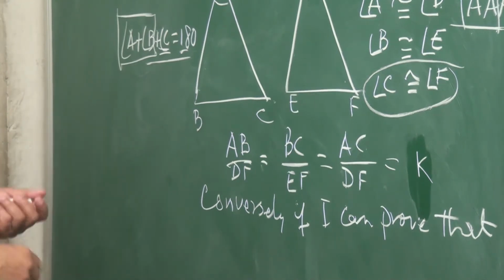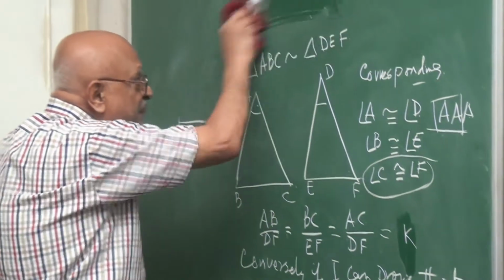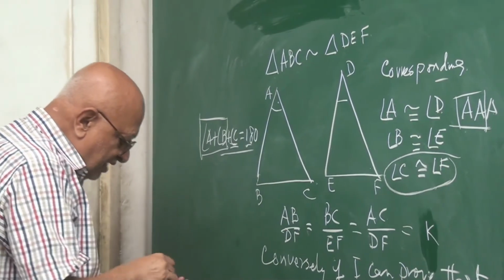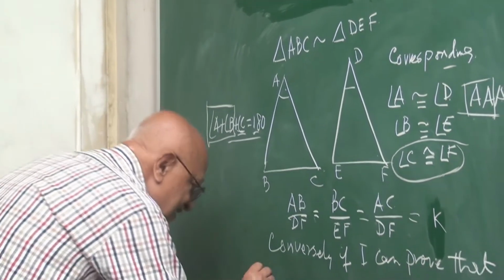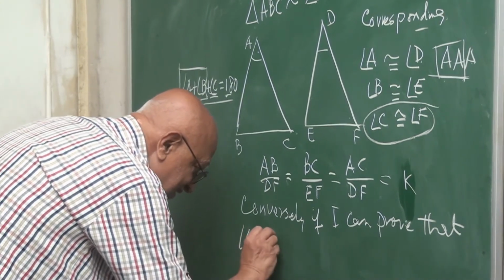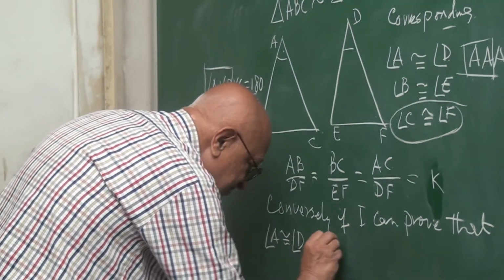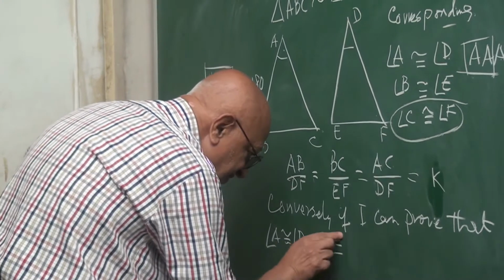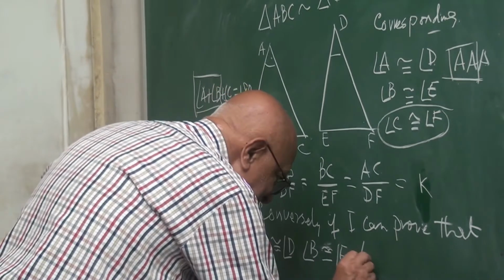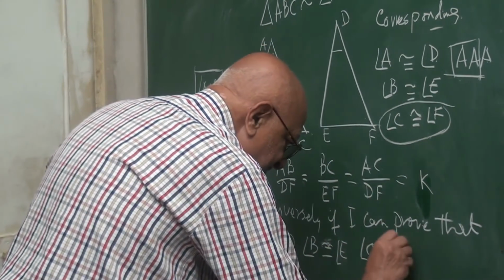So I will write it down that conversely, if we can prove that angle A is congruent to angle D, angle B is congruent to angle E, and angle C is congruent to angle F.